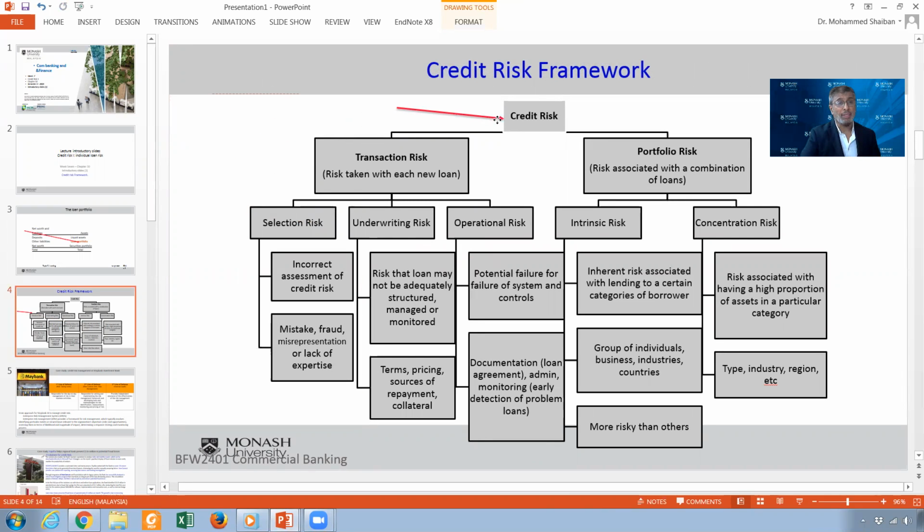When we talk about credit risk, we can talk about transaction risk, which is in Week 7, and we can talk about portfolio risk. When we talk about transaction risk, we talk about 3 issues: transaction selection risk, underwriting risk, and operational risk. What do we mean by those 3 things?